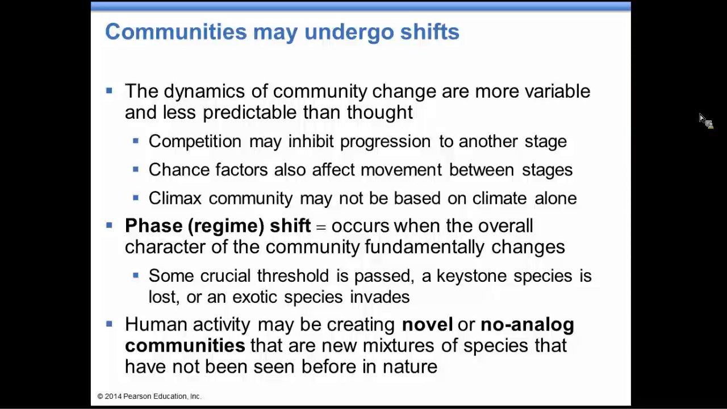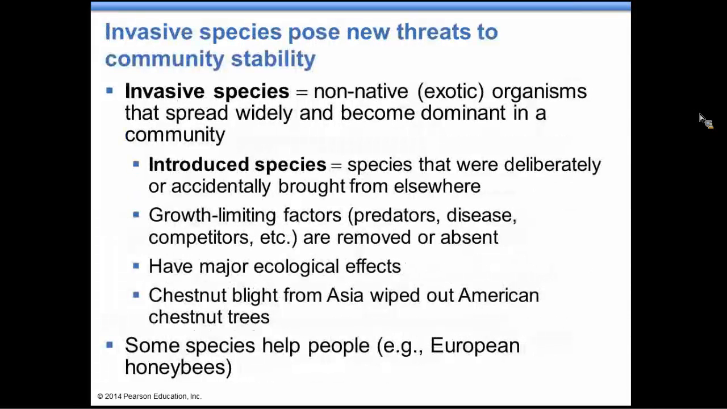Sometimes communities may undergo a phase shift or regime shift in which the character of the community fundamentally changes. Many ecologists now think that human disturbances are creating communities that are wholly new and had not previously occurred on Earth. These novel communities, or no-analog communities, are composed of novel mixtures of plants and animals and have no analog or precedent. And one part of this may be invasive species and how they pose new threats to community stability.